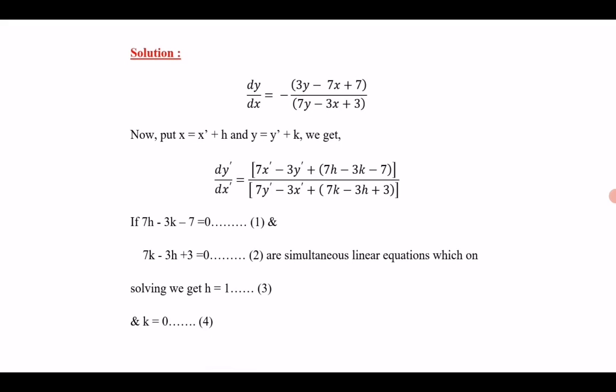Now put x equals x prime plus h and y equals y prime plus k. We get dy prime by dx prime equals (7x prime minus 3y prime plus 7h minus 3k minus 7) divided by (7y prime minus 3x prime plus 7k minus 3h plus 3). We have to put 7h minus 3k minus 7 equals 0, which is equation 1, and 7k minus 3h plus 3 equals 0, which is equation 2. Here equations 1 and 2 are simultaneous linear equations which can be solved. On solving this, we get h equals 1 and k equals 2.